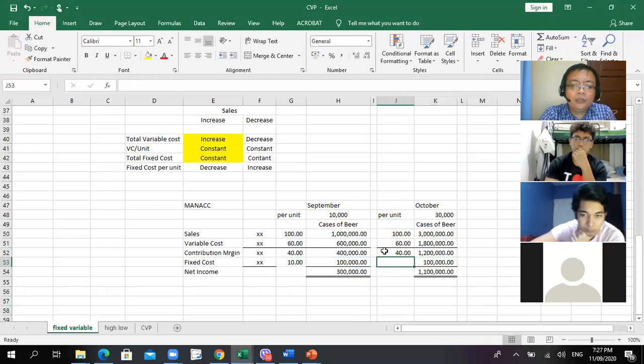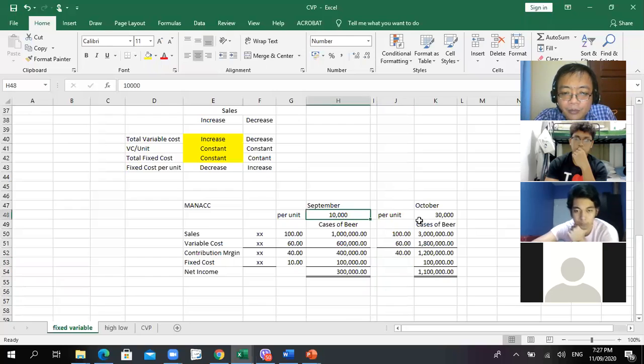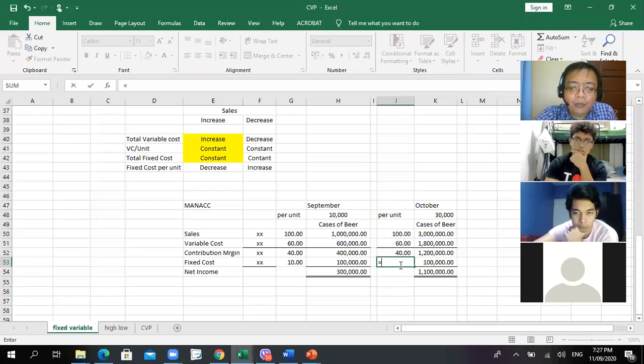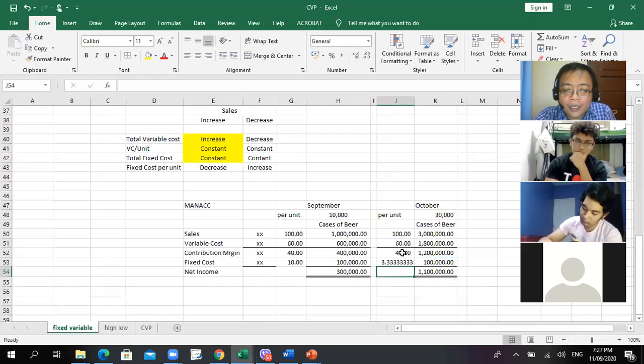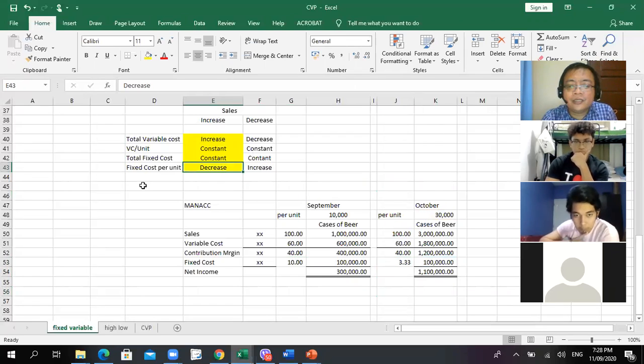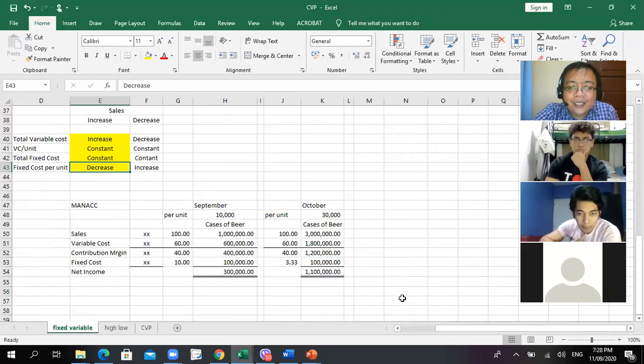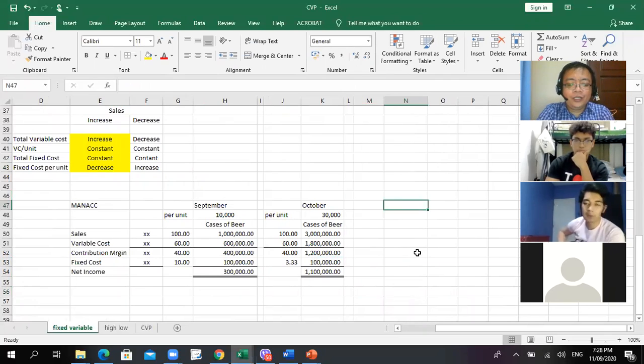Alright. How about the fixed cost per unit? Pag tumaas yung benta mo, 10 to 30, what will happen to your fixed cost? 100,000 divided by 30. Bumaba ba? The answer is yes. Bumaba, 'di ba? From 10 pesos to 3.33, bumaba. Meaning, tama ito. Decrease. So far, naintindihan? Malinaw? Alright. Next. How about on November?